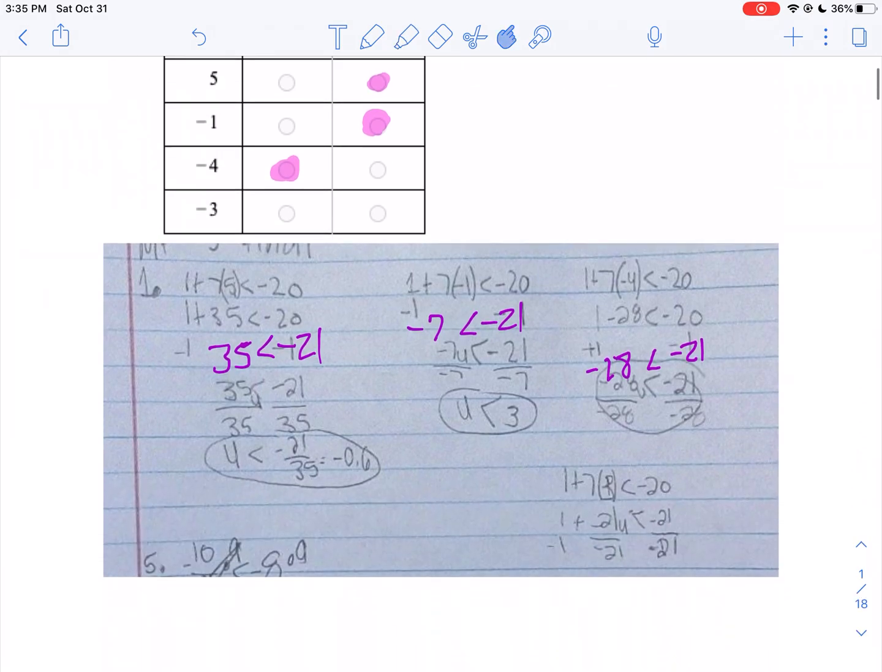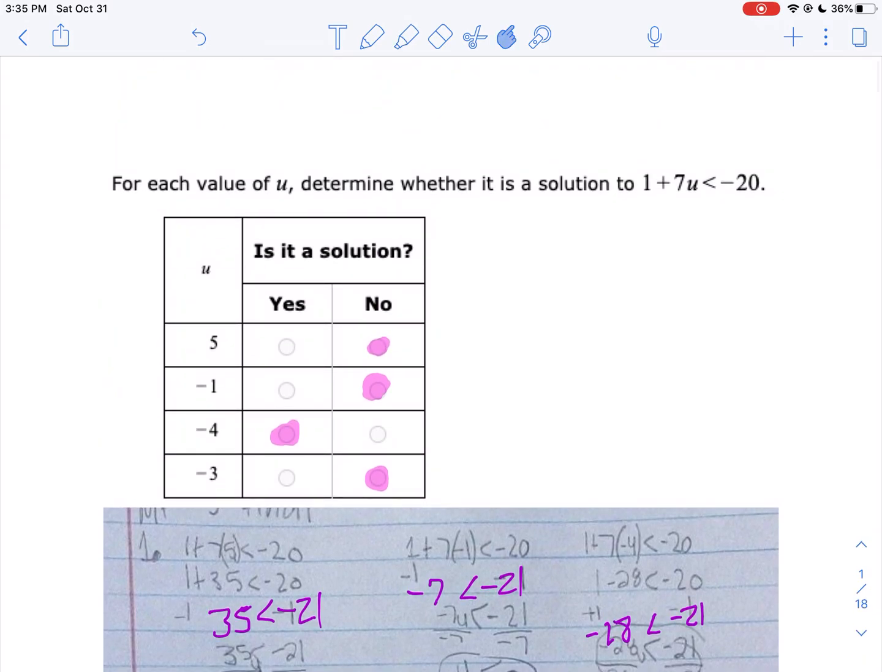And your last one, if we went to put that u in, you would have had negative 21 less than negative 21. Negative 21 is not less than negative 21, so that answer is no also. I think it might have been easier on this one if we would have just solved it straight up.